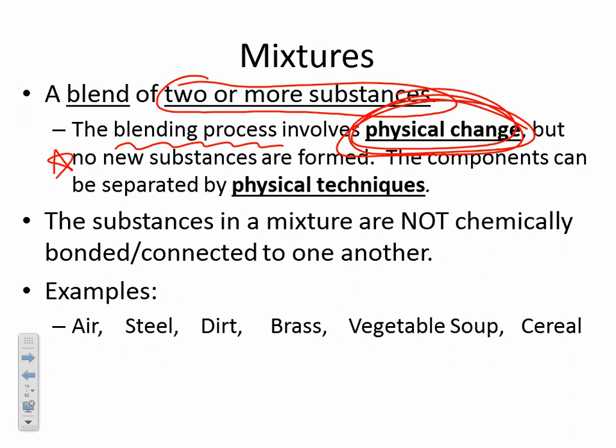You are literally just putting all the kids in the same pool, and that is it. The kids are not combining, they're not changing into different kids. The children are staying exactly the same, they're just all in the same pool together. Which means that mixtures can be separated by physical changes, physical techniques. So you cannot separate a compound by physical change. You cannot change an element by physical change, but you can take a mixture and separate it using a physical process. The substances in a mixture are not connected chemically to one another in any way, shape, or form. They are not.